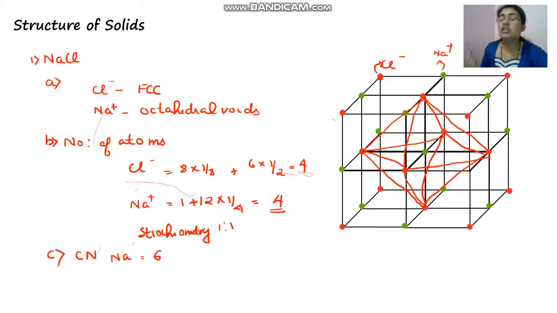Similarly, if I take the other chloride ions, when I consider the other cubes also, I can find that each chloride ion is also surrounded by 6 sodium atoms. Each sodium atom is surrounded by 6 chlorine atoms, and each chlorine atom is surrounded by 6 sodium atoms, vice versa. So for both Na+ and Cl-, the coordination number is 6.